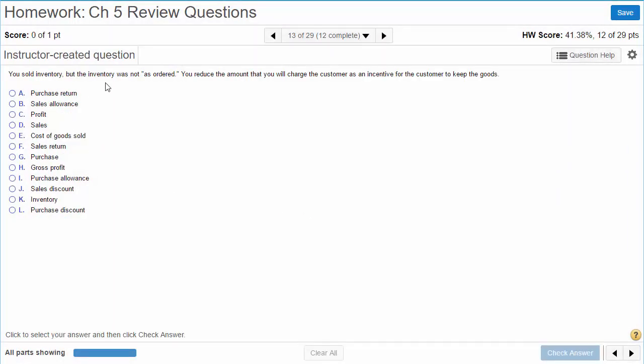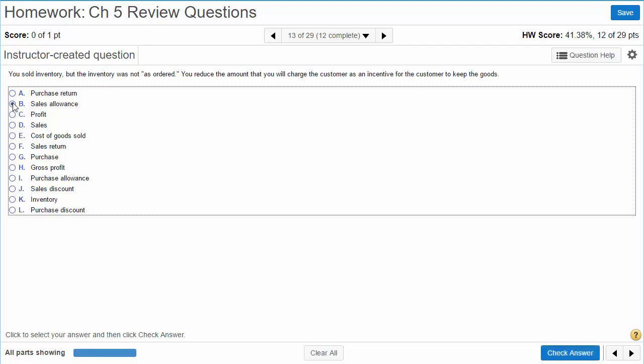You sold inventory, but the inventory was not as ordered. You reduce the amount that you will charge the customer as an incentive for the customer to keep the goods. All right, so this is a sales allowance. It's a sales allowance because we're the one that did the sale.